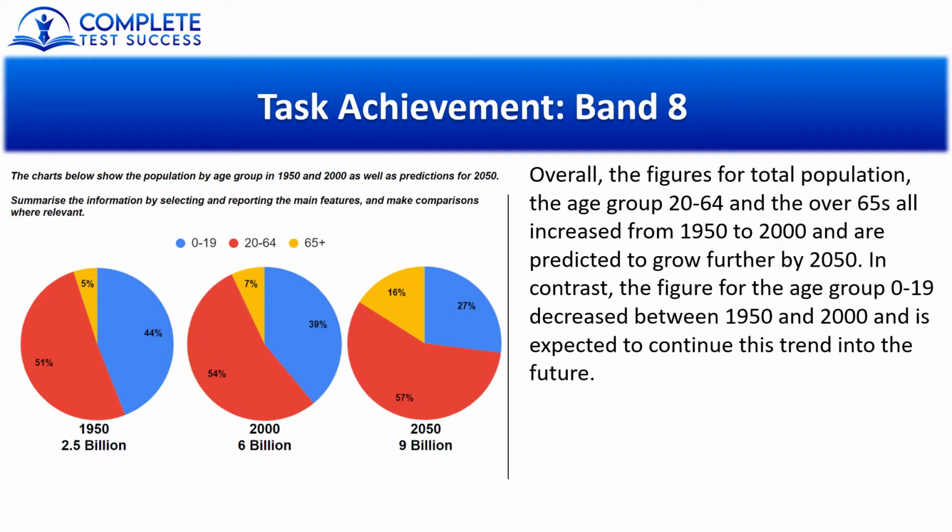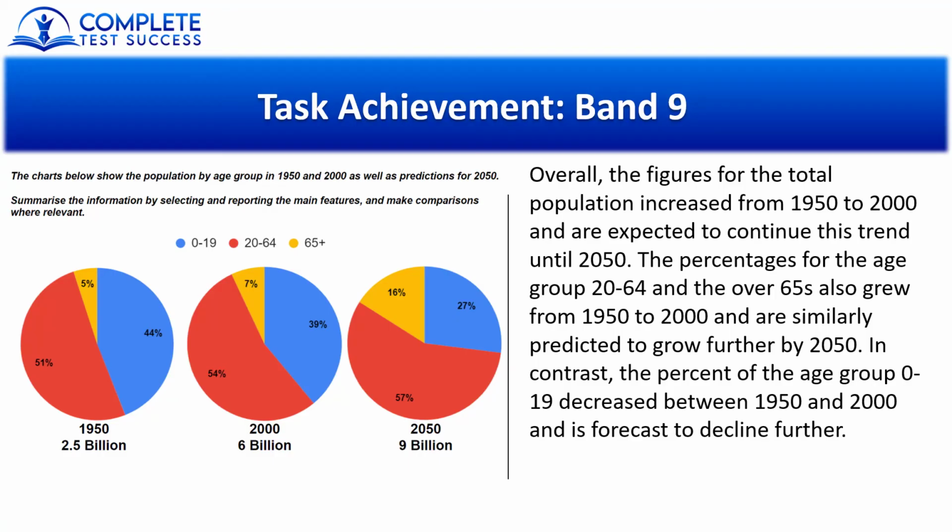This one is Band 8. Overall, the figures for total population, the age group 20 to 64 and the over 65s all increased from 1950 to 2000 and are predicted to grow further by 2050. In contrast, the figure for the age group 0 to 19 decreased between 1950 and 2000 and is expected to continue this trend into the future.